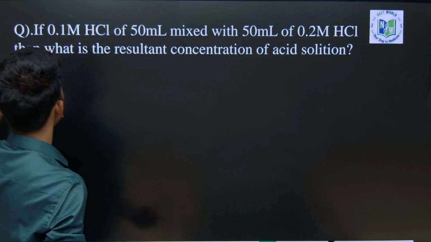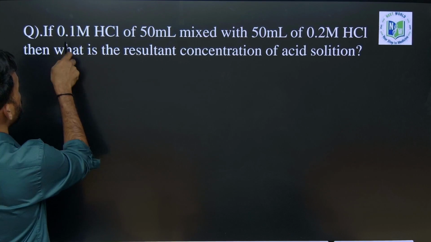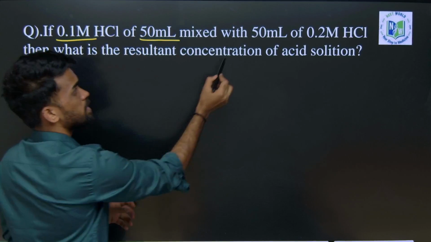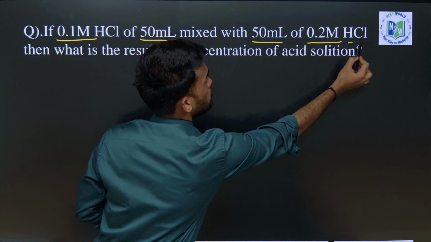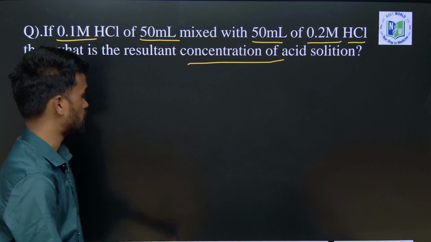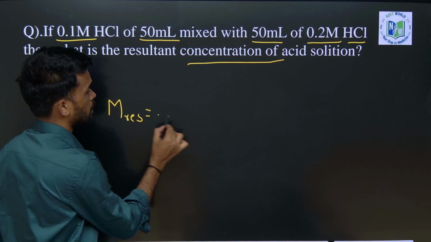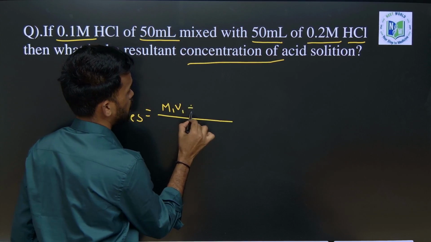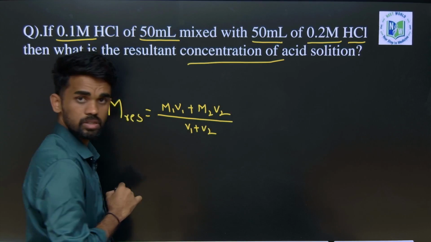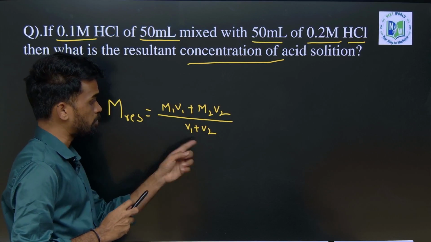Here we have a question saying if 0.1 molar acid of volume 20 ml is mixed with 50 ml of 0.2 molar HCl, what is the resultant concentration of this solution? So how can we calculate M resultant? M resultant will be M1 V1 plus M2 V2 divided by V1 plus V2, right? That is what I told you as V resultant or V3.